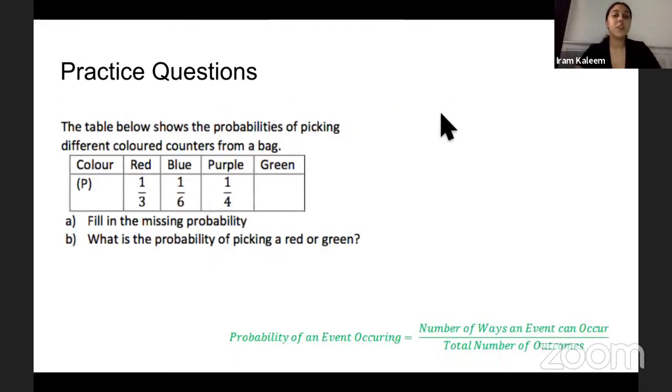The table below shows the probabilities of picking different colored counters from a bag. Fill in the missing probability. So it's basically saying this is the probability if you get a red, this is the probability if you get blue, this is if you get purple. Work out the probability of picking a green counter. And then as a second part of the question, it said, what is the probability of picking a red or green? I'll give you a moment to think about it before we have a go.